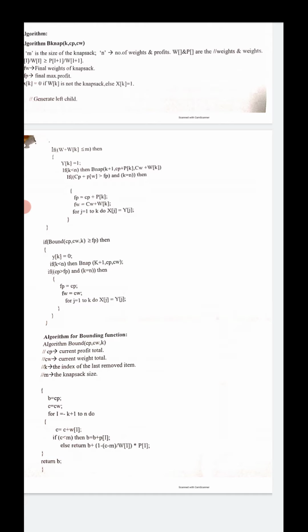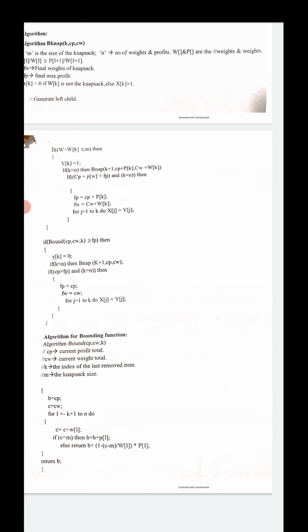Finally, look at the conditions here. c is equal to c plus w[i]. If c is less than the knapsack bag capacity, then b is equal to b plus p[i]. Else, b plus (1 minus (c minus m) divided by w[i]) times p[i]. Finally we return the bound.